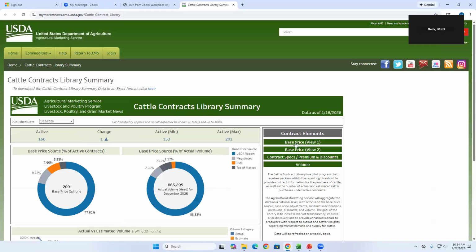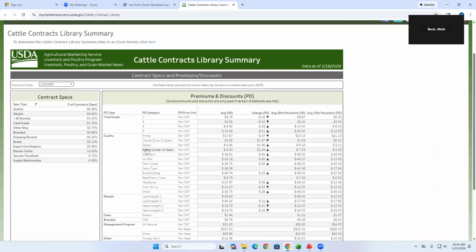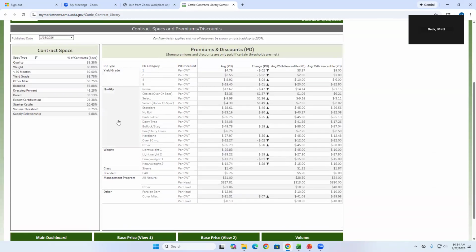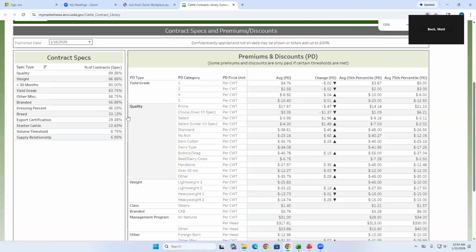Okay. So contract specs, premium discounts. The ones in the slides are from last year, but this is the 16th. Okay. So there at the top, you see yield grade. It says 1, 2, 4, and 5. Why isn't 3 on there?